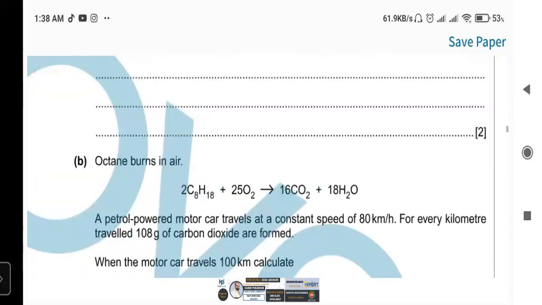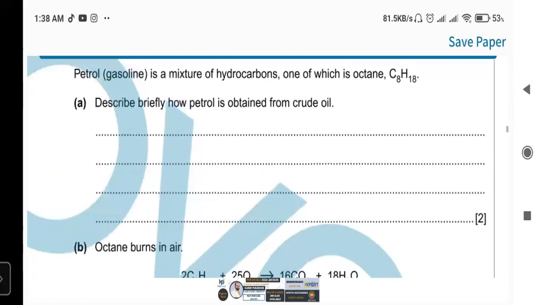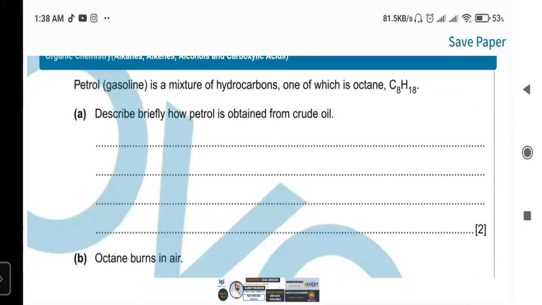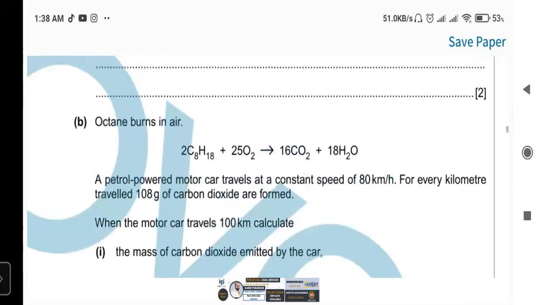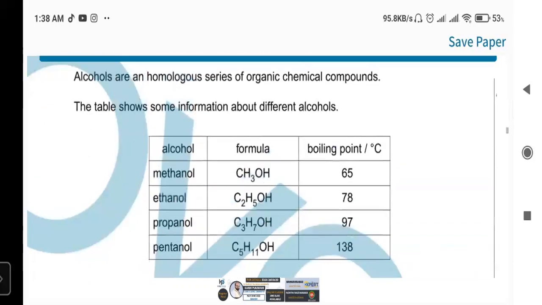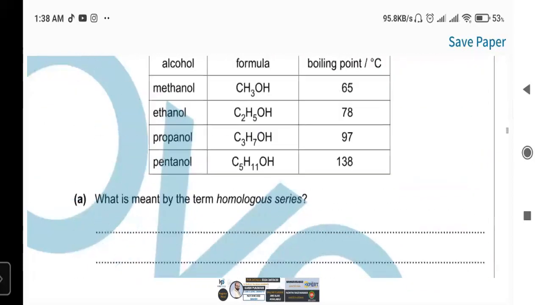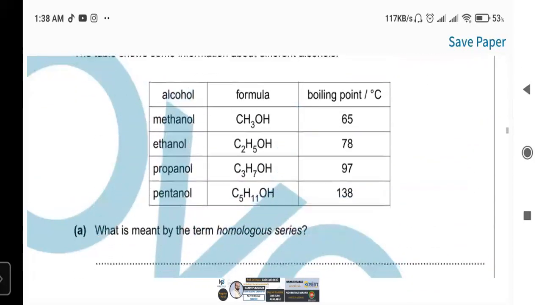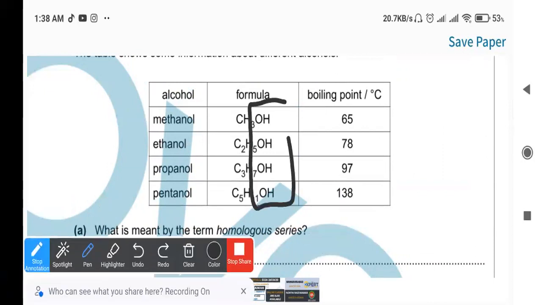Petrol is obtained from crude oil by fractional distillation. This is mole math. Homologous series: it's a group of compounds with the same general formula, and the same type of reactive groups are present.